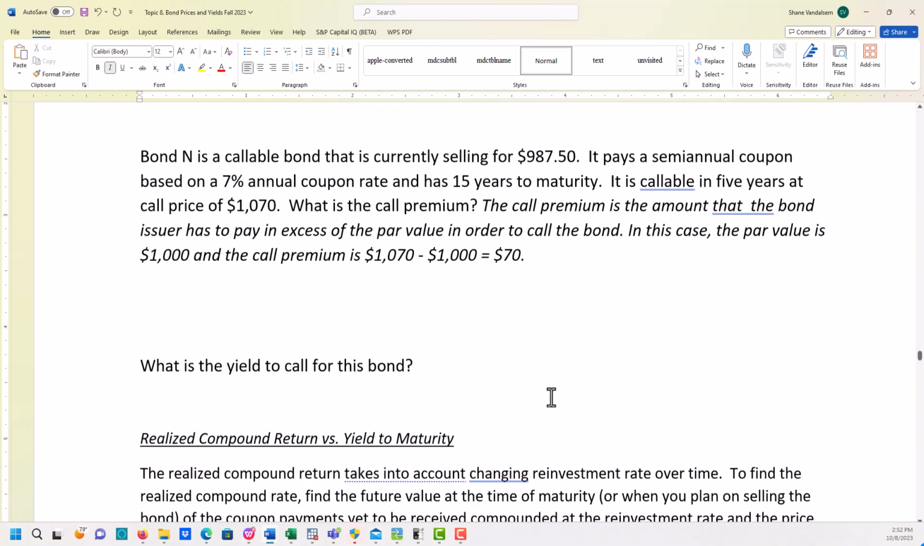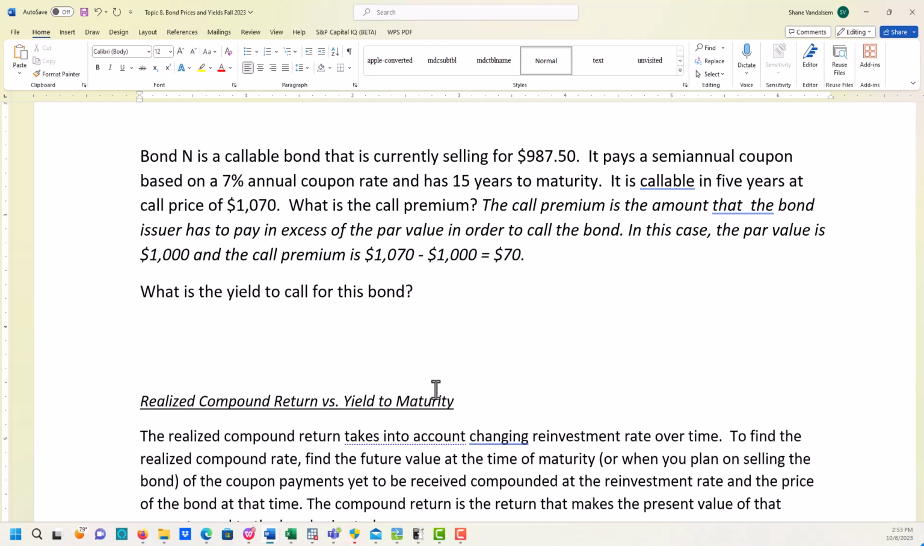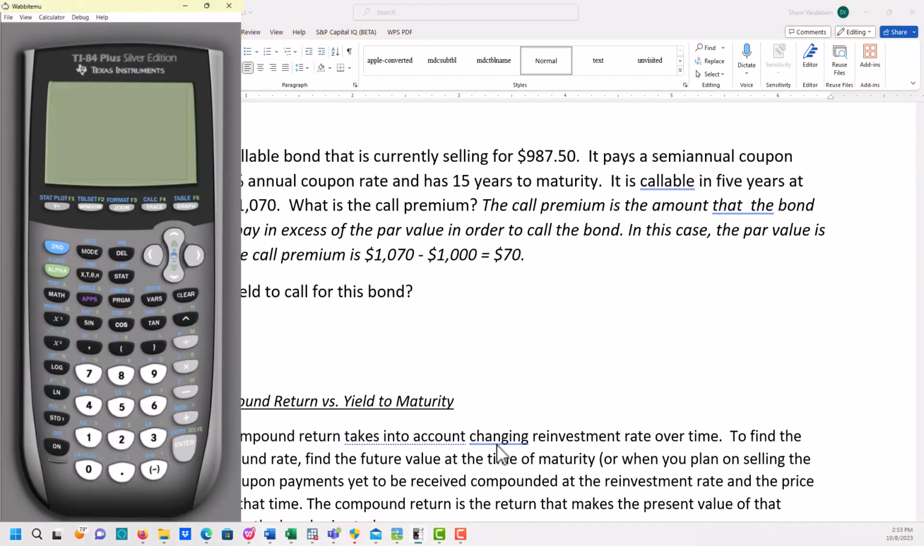The yield to call for this bond. I want to go through this with you because this is where a lot of people make mistakes, the different inputs for this. So remember, what's happening here is that we're determining what the rate of return is for the bondholder. If they buy the bond today, and the bond price is going to be $987.50, if they hold on to it for 5 years, because that's when it's callable, and then they're paid an amount of $1,070 for that bond at that time. So in the calculator, we want to make sure that we get all these things correct.